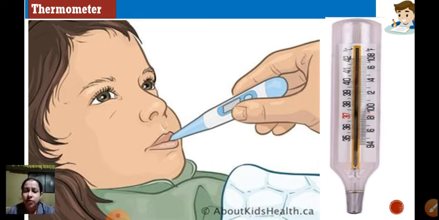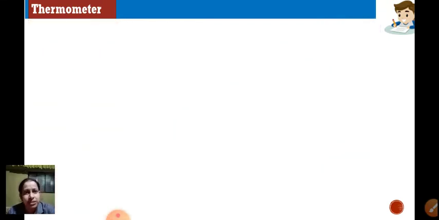So, first of all, remember the word thermo and meter. Thermo means related to temperature and meter means measurement, and that is why a thermometer is used to measure the temperature. Remember this, right? So there are various types of thermometers.